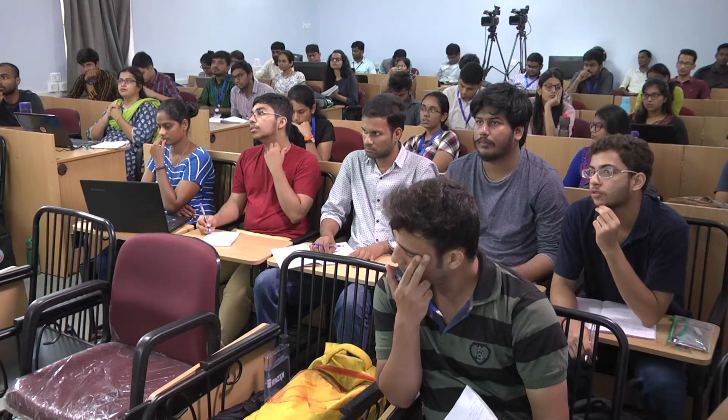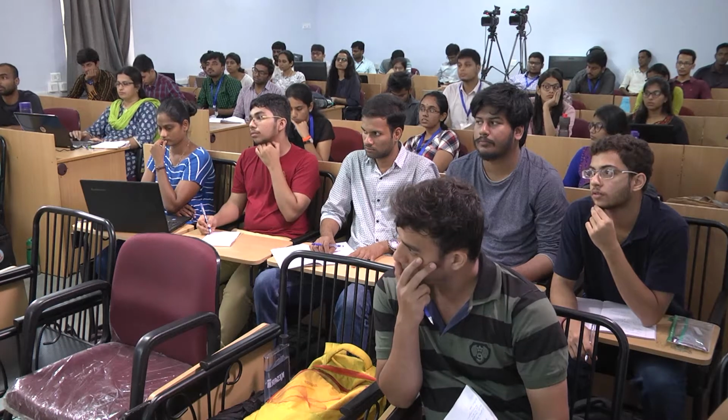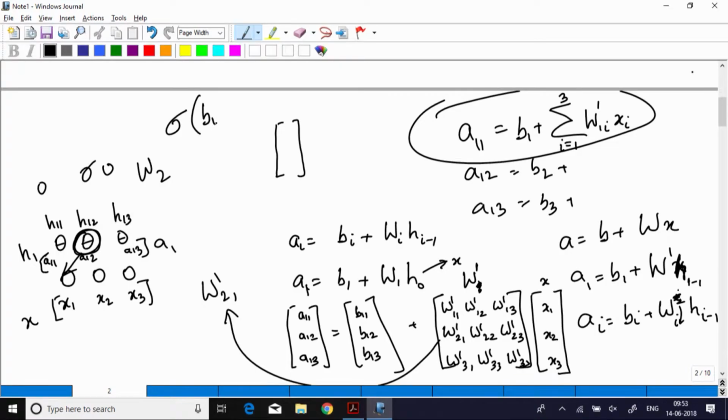Weighted sum of the inputs. Now what does the sigmoid neuron actually output? What does it output? Sigmoid of this weighted sum, right? So what we get is sigmoid of B1 plus summation i equal to 1 to 3 W1i xi, right? This is what the sigmoid function outputs.